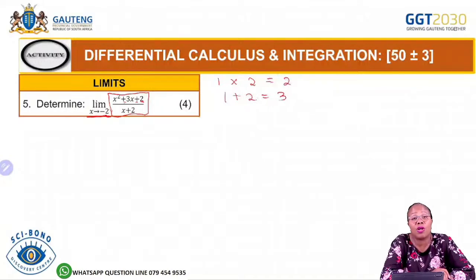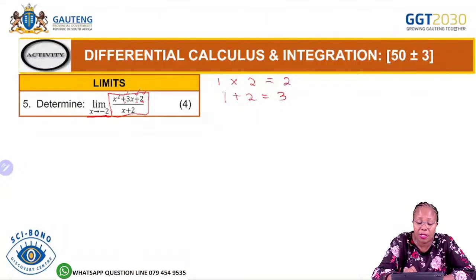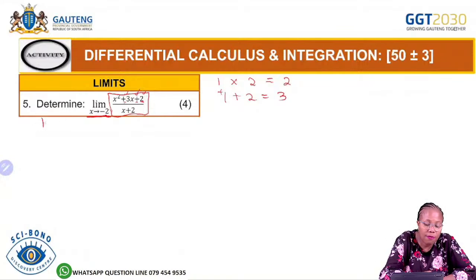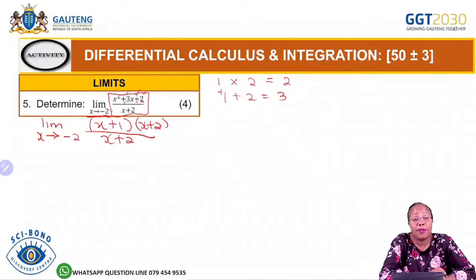That means this is what we are looking for. Because the trinomial is saying factors of 2, when you add them, you must get a plus 3. So they must both be positive in order to get a 3. So now we have our factors. This will be the limit of x approaching minus 2. And then on top, we are having factors of this will be x plus 1 and x plus 2 all over x plus 2. After factorizing, can you see the common brackets?